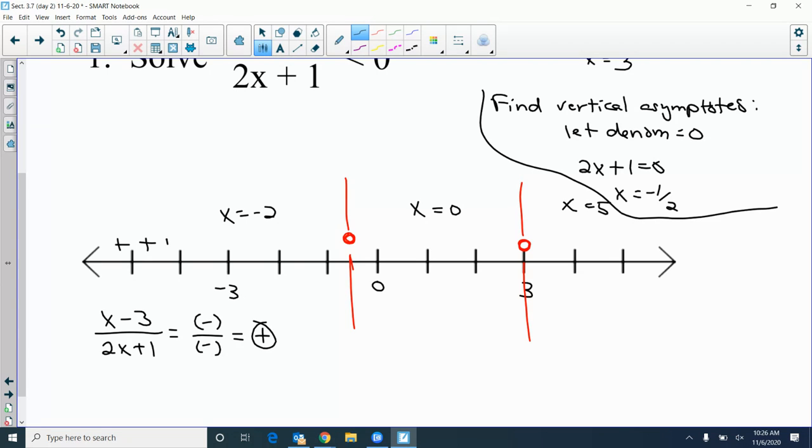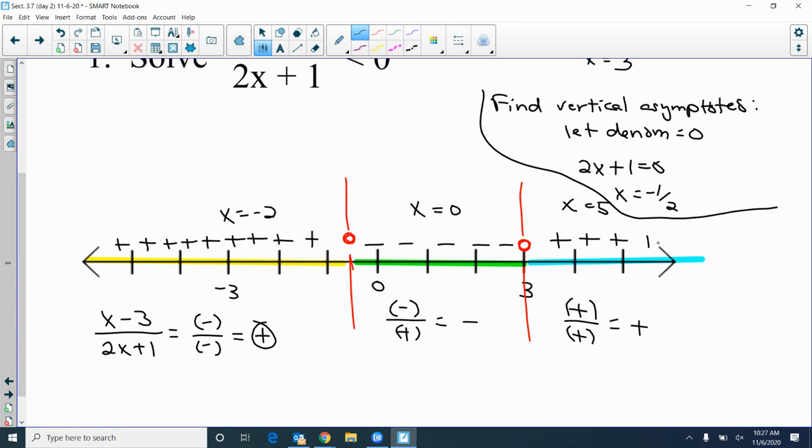So everything in here is positive. And then I got 2 other sections to test. Plug in 0, and I get 0 minus 3 is negative. 2 times 0 plus 1 gives me positive 1, so that ends up being negative. So I got all negatives there. And now plug in 5 and see what you get. 5 minus 3 is positive, and I think I get 11 underneath there. Positive divided by positive is positive. So I got all that.